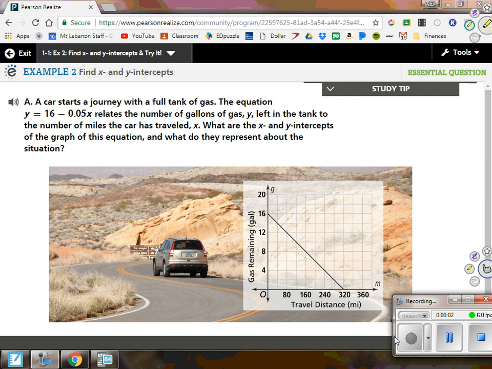Hello class, this is Mr. Boovie. We are going to take a look at example 2 in lesson 1-1. And again, this is not in your student companion. However, there is some additional space for notes between pages 1 and 2 if you'd like to write anything down.